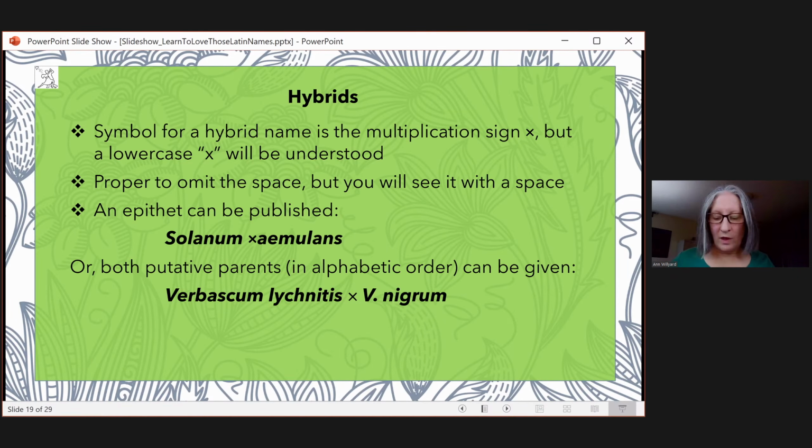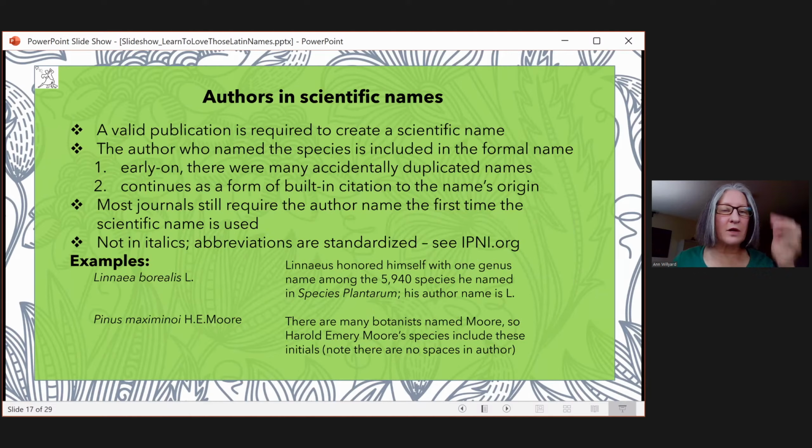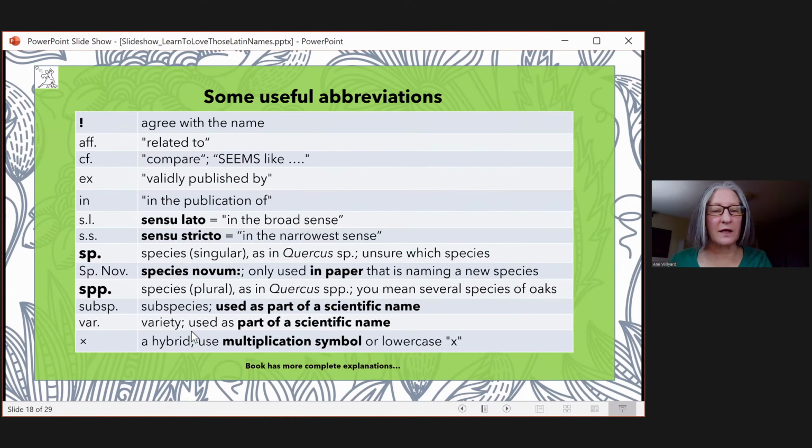I wanted to back up. I'm sorry, I didn't mention one thing I should. The correct way to do the author names like H.E. Moore is to leave the spaces out, which looks goofy, but it saves a little bit of print. I'm not sure why they did it. That actually is the correct way to do it. And you'll see that in publications, and that's the way it's actually written.